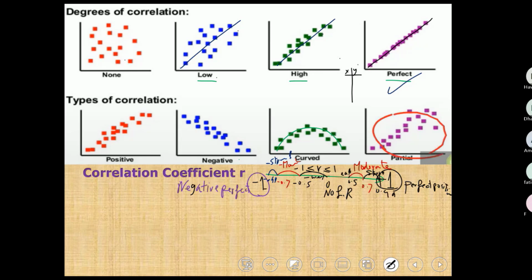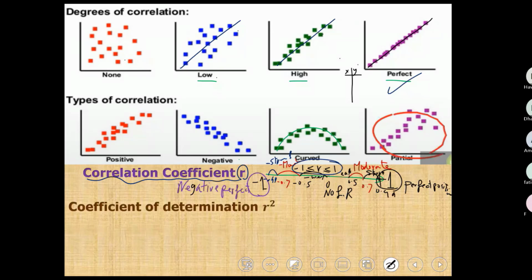So it is better to measure the strength of the linear relation using the correlation coefficient R. Remember, the R value is between -1 and +1. Okay, the calculator can calculate this for you. Don't worry, I will show you how to use it.